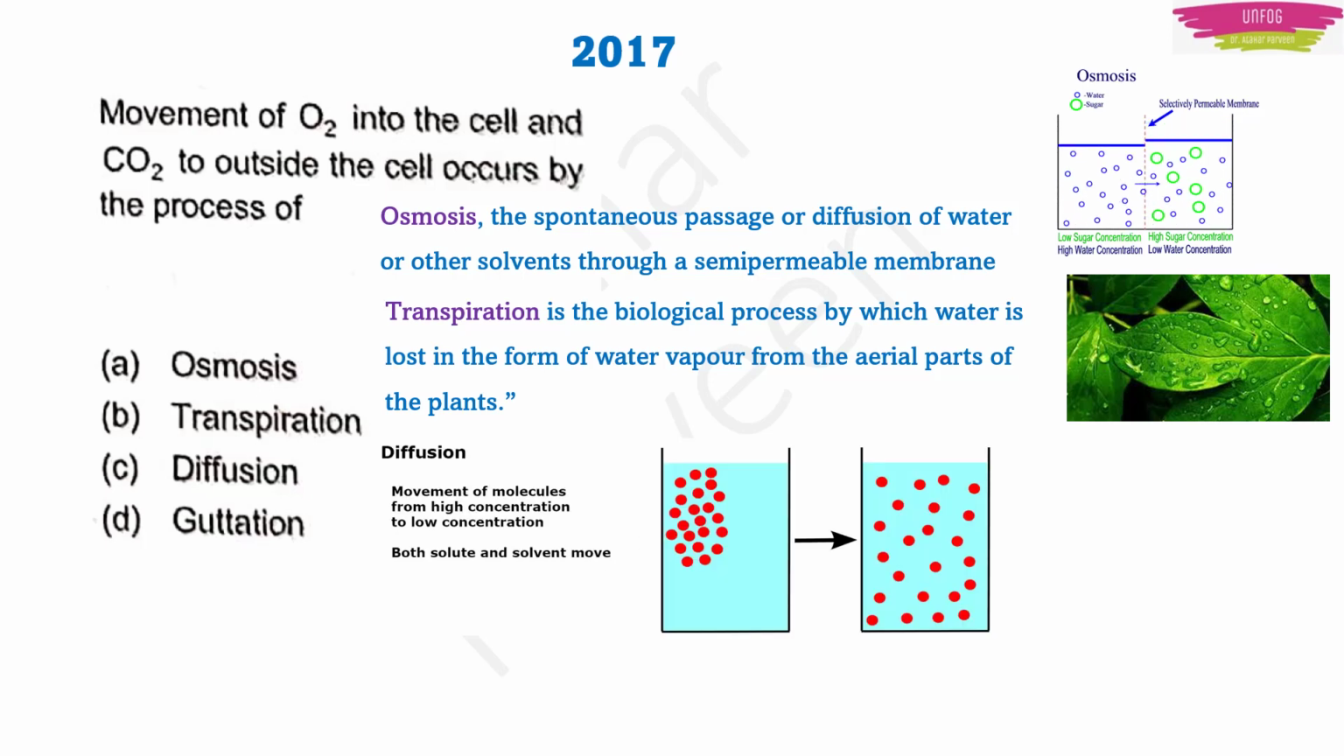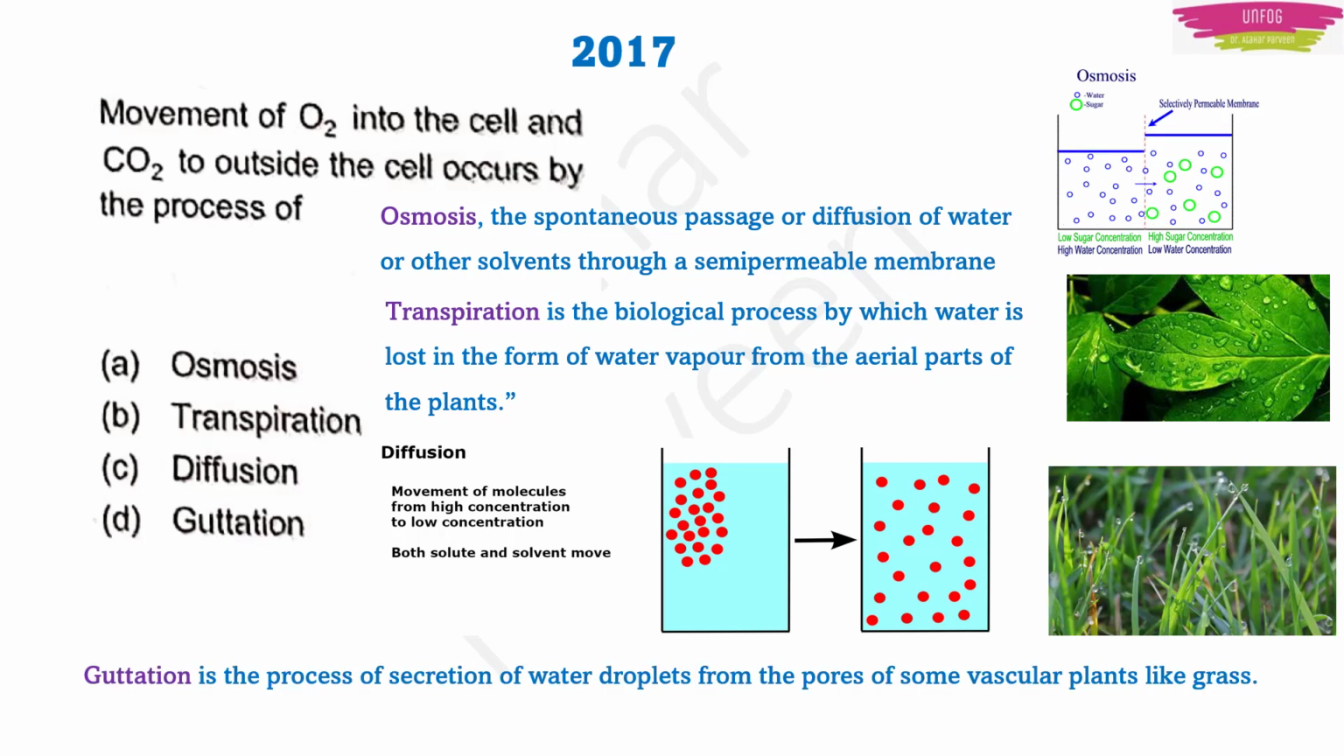Now diffusion means movement of molecules from high concentration area to low concentration area. Here both the solvent and solute, that means the particles and the liquid, will move. This is known as diffusion. And guttation is like transpiration, but it is not transpiration. It is the process of secretion of water droplets from the pores of some vascular plants, from the tips. Plants like grass exhibit this guttation.